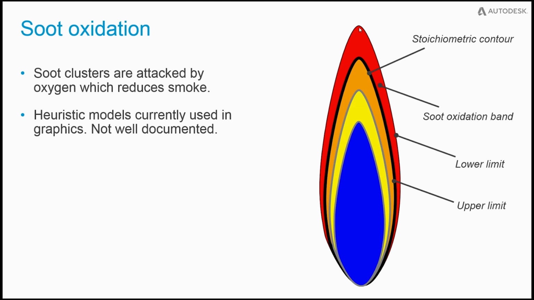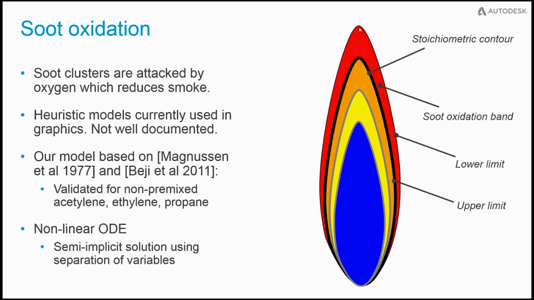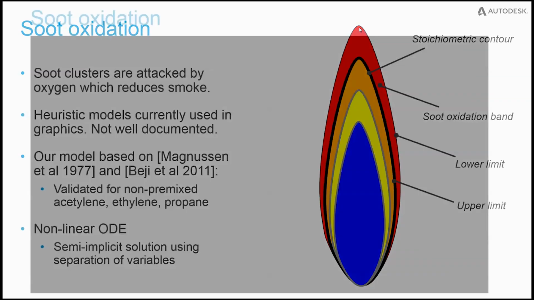In graphics, the models used are mostly heuristic and not very well documented actually. There are no papers we could find, at least in graphics, that describe this. And our model is based on a combination of two models from CFD, one from 1977 and one from 2011, which were validated for these real-world fuels. Now, in this case, the ordinary differential equation is slightly more complicated than in the soot formation case. It's non-linear, but we can construct a semi-implicit solution using a separation of variables approach that allows us to take large time steps, which is important for graphics.